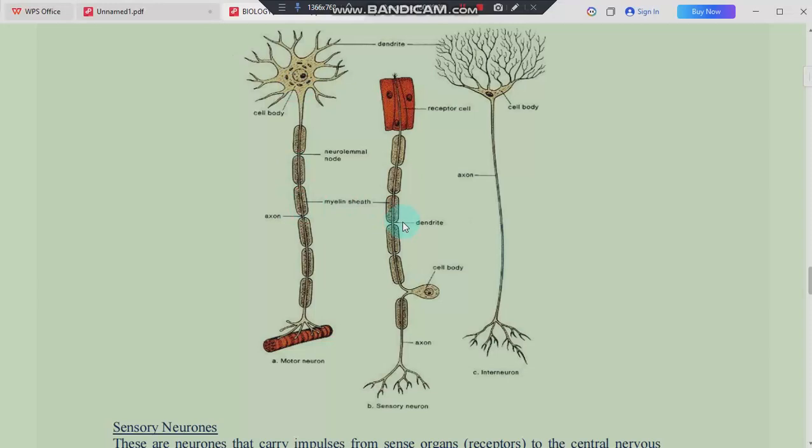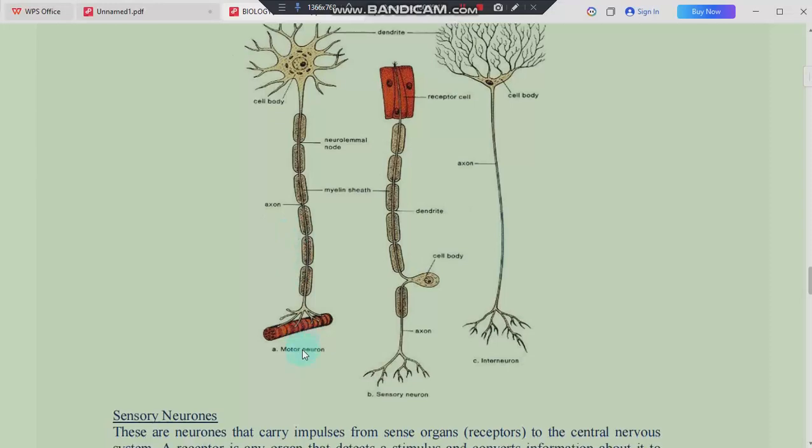Once the brain interprets, then the message will be sent through this relay neuron to the motor neuron, which is simply going to cause the muscles either to contract or to relax in order to react to your stimulus. So that contraction and relaxation between the two muscles is what we call the antagonistic action.